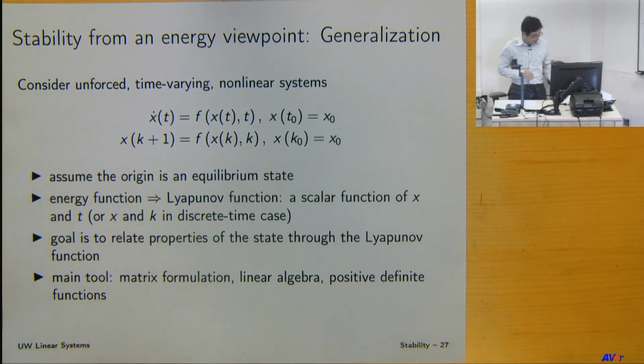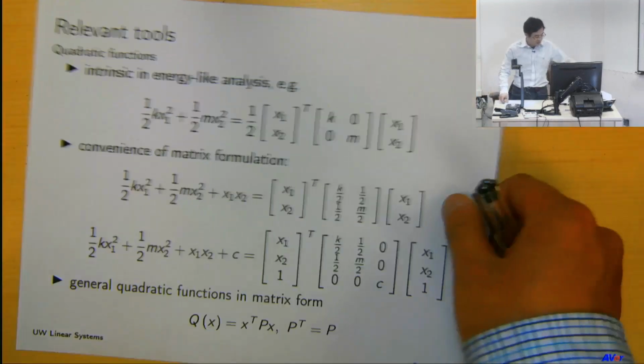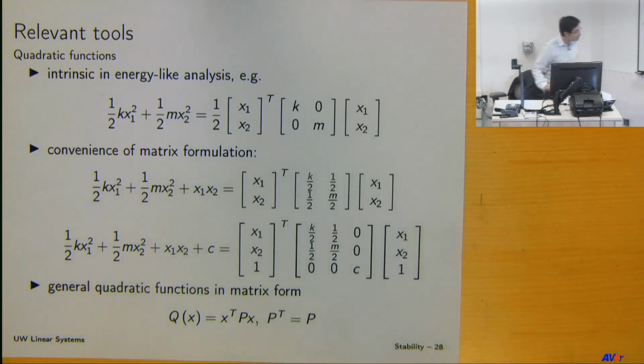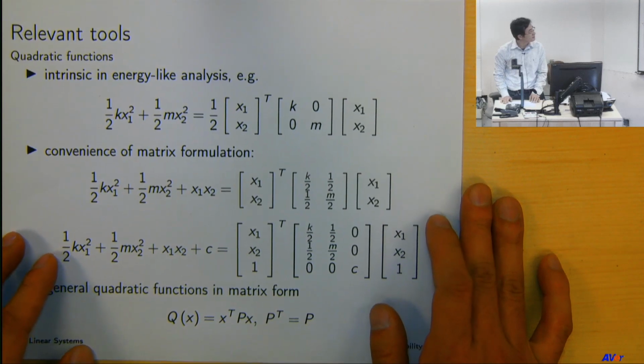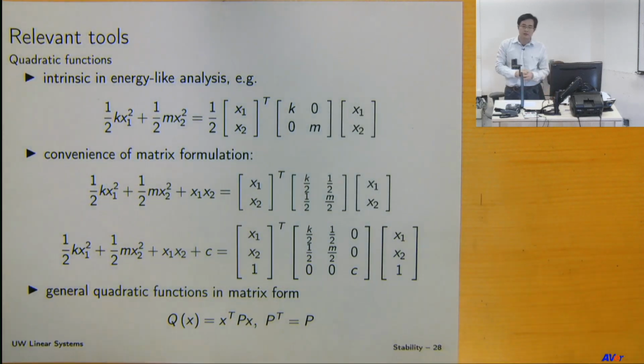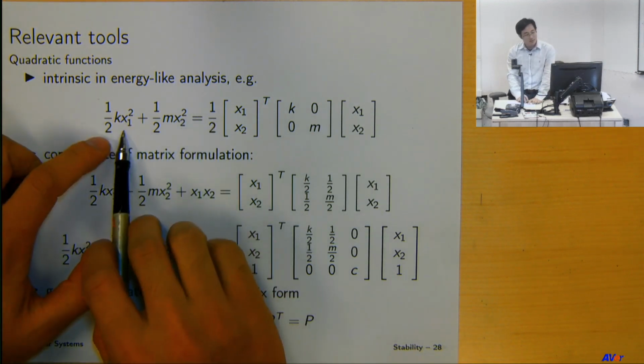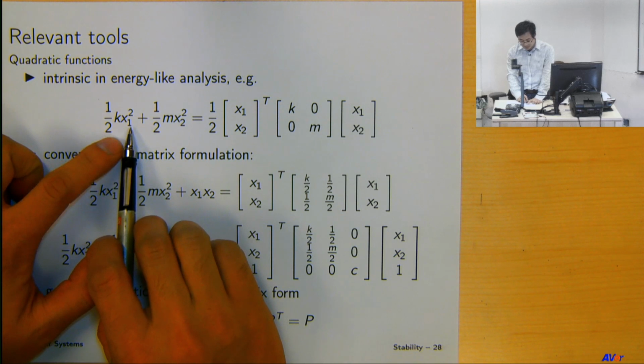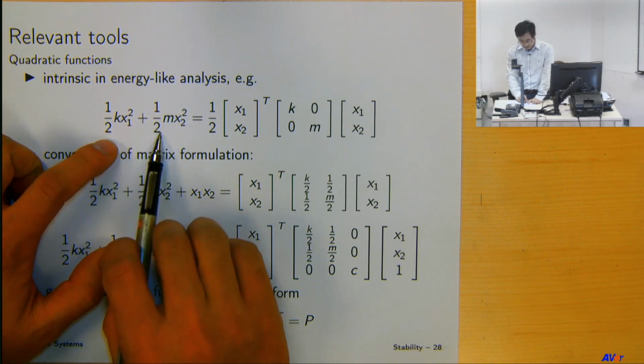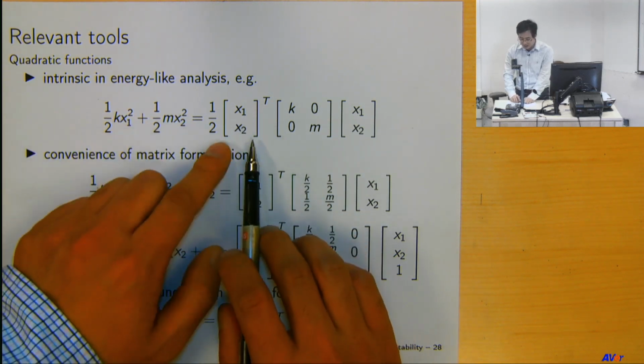And we'll be using the tools: matrix formulation, linear algebra, and symmetric positive definite functions. All right. Some relevant tools first. Matrices are really powerful for describing energy-like functions. If you think about what we did, we have the energy function for the spring mass damper. We can write it this way, but we can also write it this way.